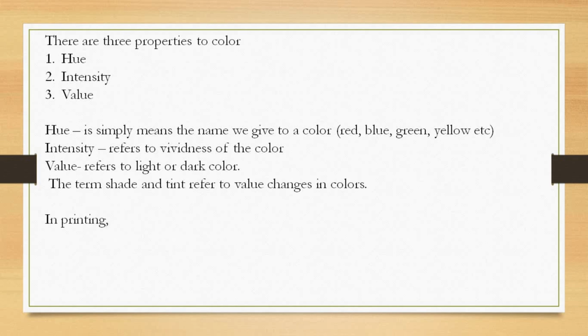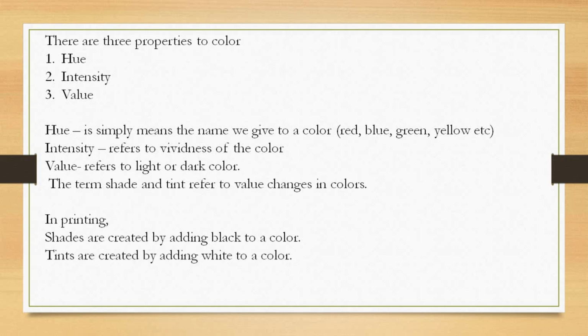But in printing, shades are created by adding black to a color. So how are shades created in printing? By adding black to a color, and tints are created by adding white to a color. Where chroma refers to the ratio of gray to the color it is mixed with.